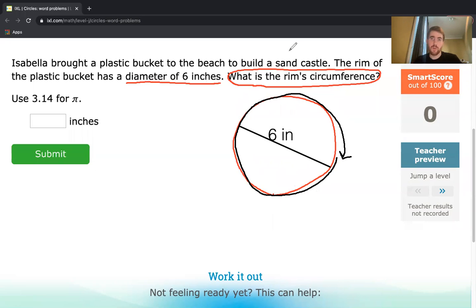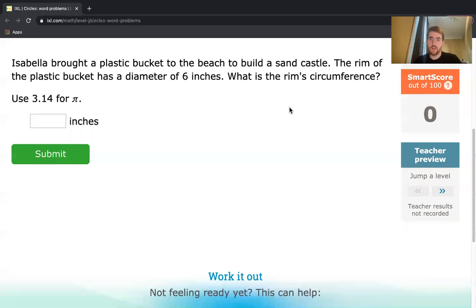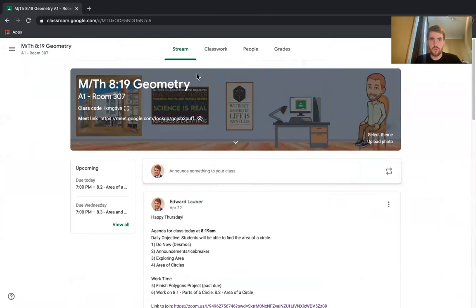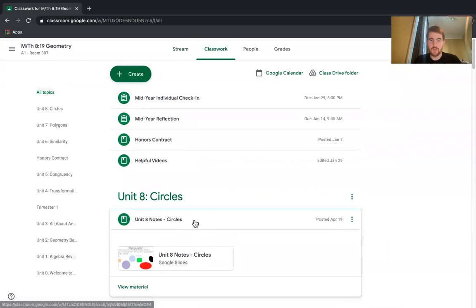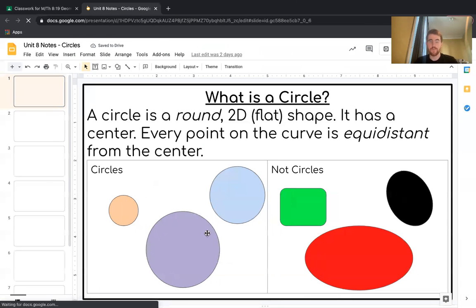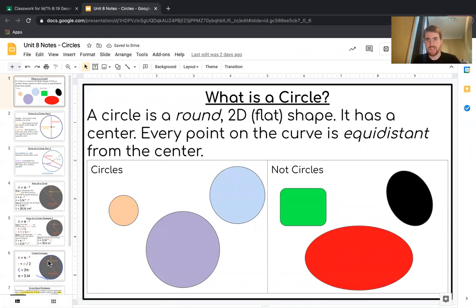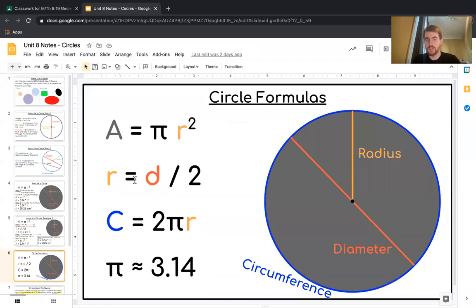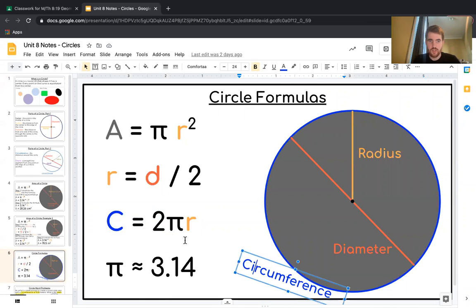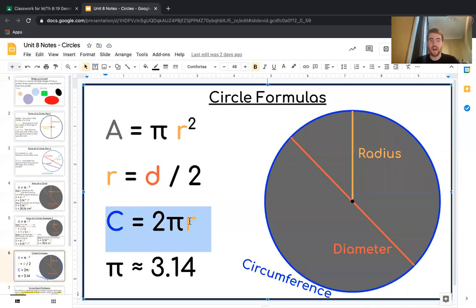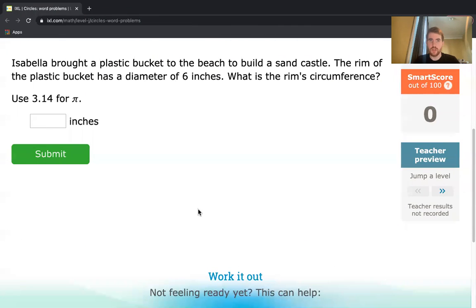So I would recommend at this point pulling out the notes. I'm going to go to Google Classroom, go to classwork. It might not be right here, but you can see I've already opened it up. Unit 8 notes. Click on this. And then I'm going to jump to slide 6, which has the different formulas. Now I'm going to look for the formula that involves the circumference. Here it is. Circumference, C equals 2 pi r. So that's what we're going to be using. So I'm going to write that down. I would recommend you do these on a piece of paper and write it down there.